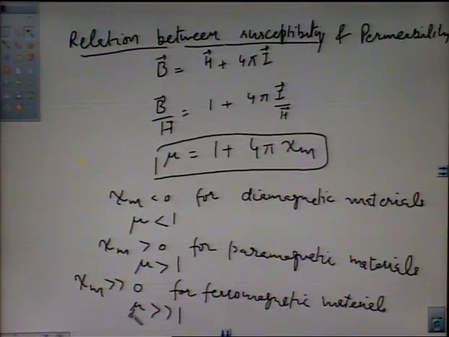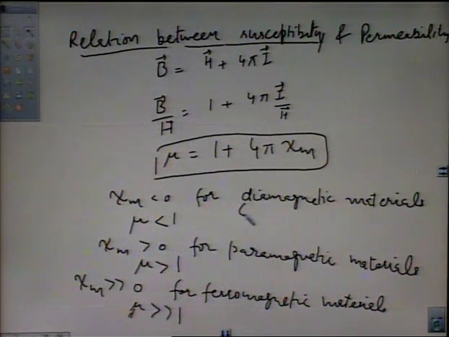Depending upon the magnetic properties, there are 3 types of materials: diamagnetic, paramagnetic and ferromagnetic materials. The diamagnetic materials are feebly repelled by a magnet. Paramagnetic materials are feebly attracted by a magnet, whereas ferromagnetic materials are strongly attracted by a magnet.